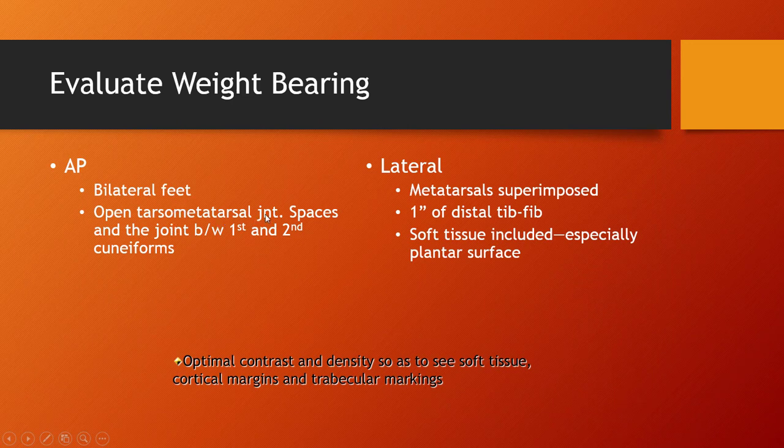Your tarsal metatarsal joint spaces will be open. Lateral, first of the distal tib fib, soft tissues included, especially the plantar surface. Generally, we're looking to see if there's any arthritis or anything causing problems. This is a big one for the first digit. If we're seeing bunions, we'll do these.